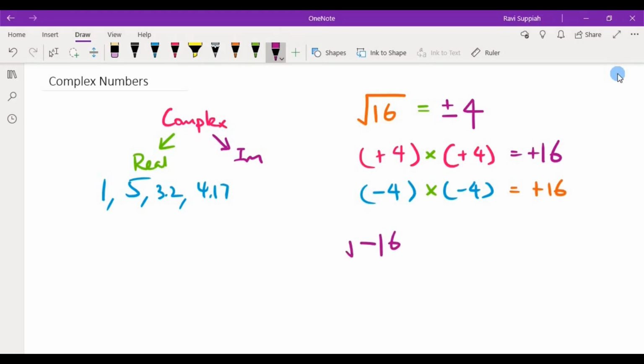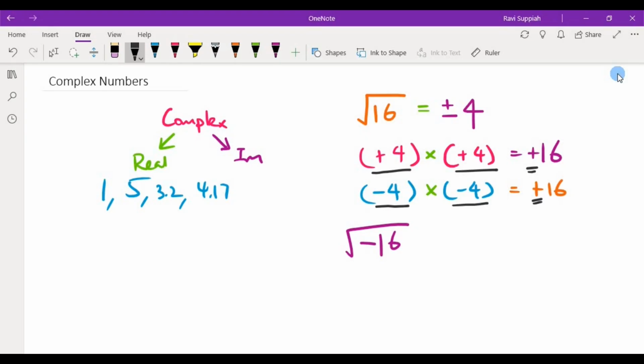Now, how about the square root of a negative number? How is that possible? As you can see here, when I do a square operation, which is the opposite of square root, both the numbers must be the same. So it has to be positive 4 and positive 4, or negative 4 and negative 4. And in both these cases, the answer is always going to be positive, because positive times positive is positive, negative times negative is also positive. So I will always end up with a positive answer here.